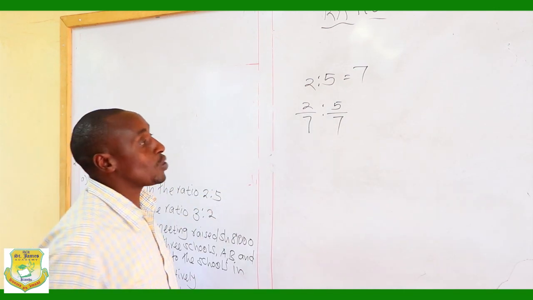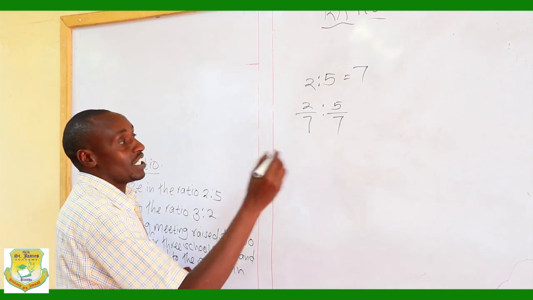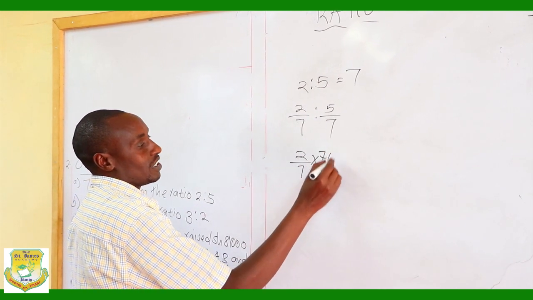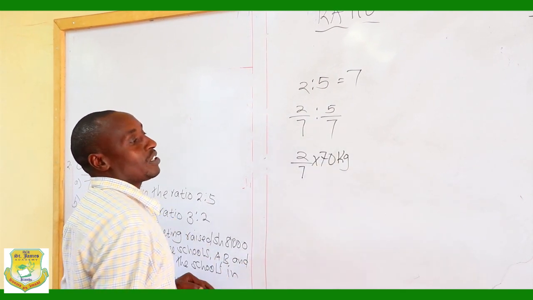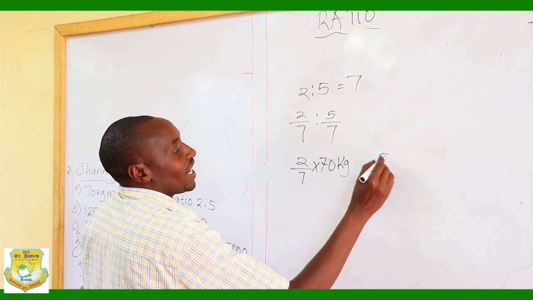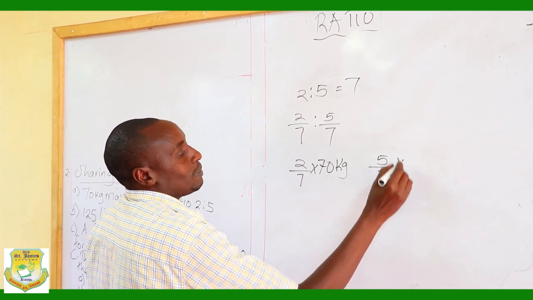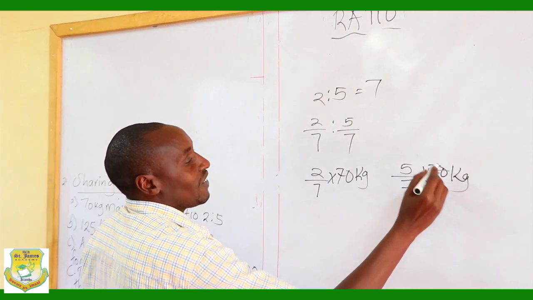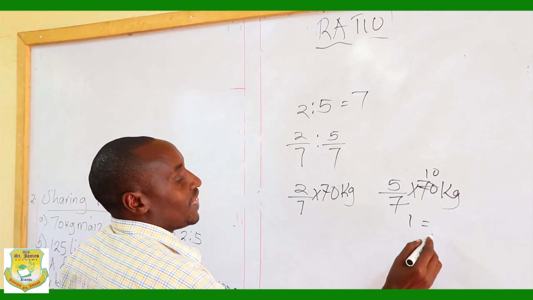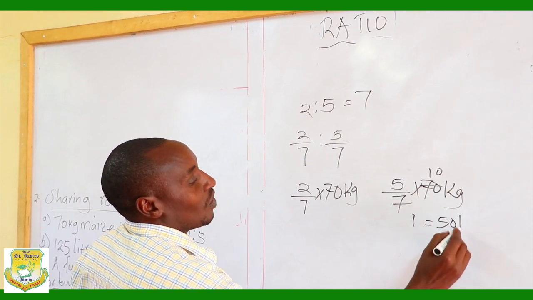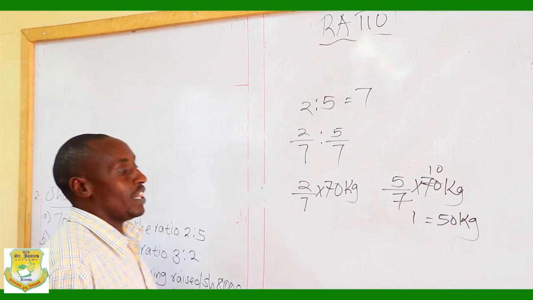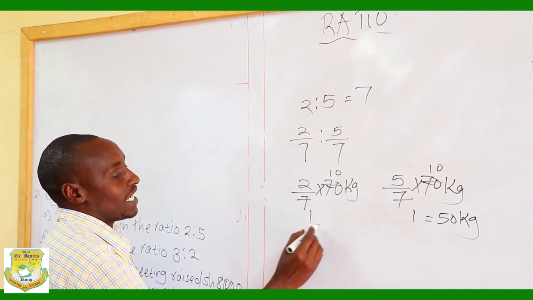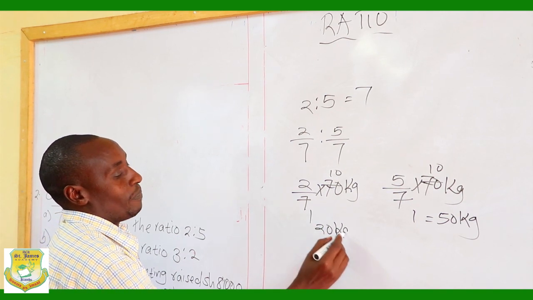Then we have the total mass to be shared. It is 70 kilograms. So I take 2/7 times 70 kilograms. The second one is 5/7 times 70 kilograms. By 7, 1, by 7, 10. So I get that is 50 kilograms. The first one, by 7, 1, by 7, 10, I get 20 kilograms.